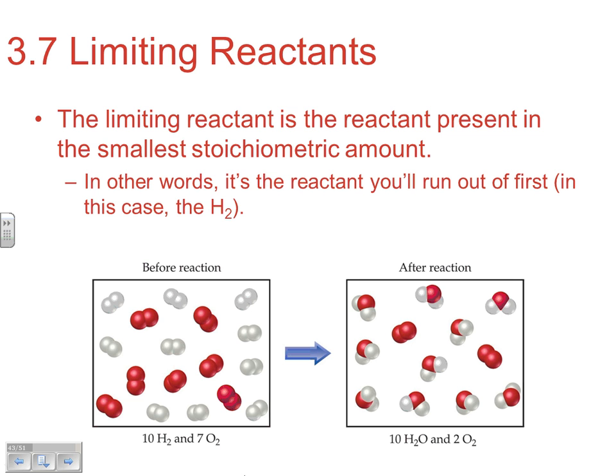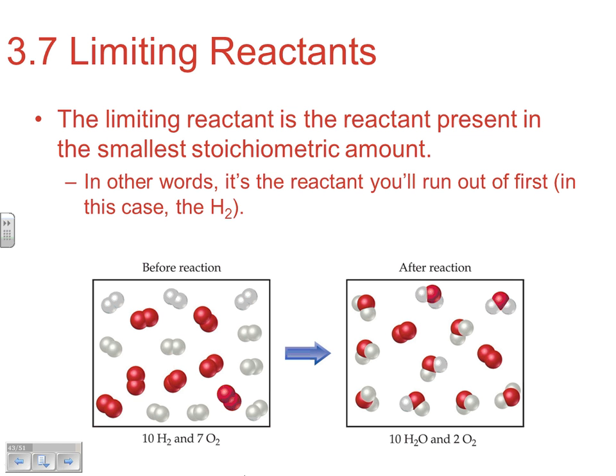Now, the limiting reactant is the reactant present in the smallest stoichiometric amount. That doesn't mean the smallest amount. It means the smallest amount that gets used at the rate it gets used. You may have more of one particular substance, but if it's being used faster, you may run out of it first. So you can't just look at the masses or moles present. You have to really look at the stoichiometric amount. So you have to take into account the balanced equation and the rate of consumption of the things. So in other words, it's the reactant that's going to run out first based upon how much you have and how fast it gets used. In this particular case, it's the hydrogen that's going to run out first.